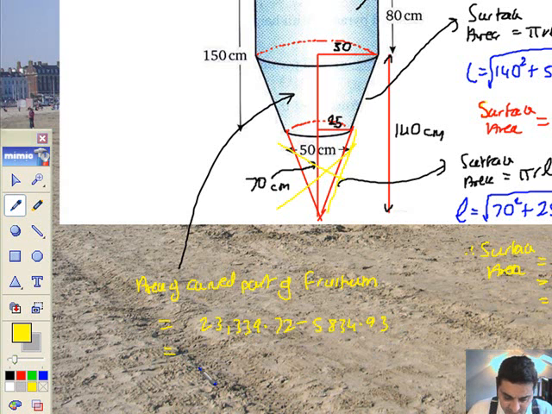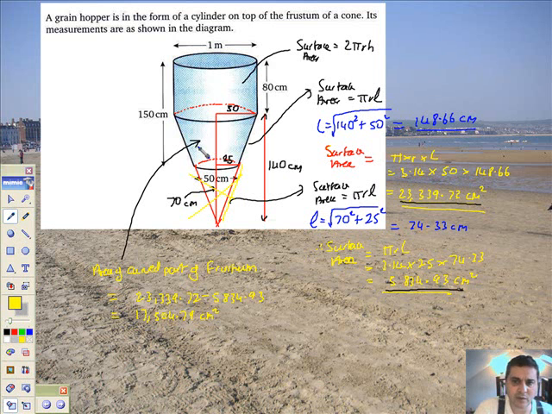Again, I did it in fewer steps. 23,339.72 take away 5,834.93, and hopefully that gives the right answer. Bam. Right, I've got here 17,504.79 centimetres squares. So I've got that.